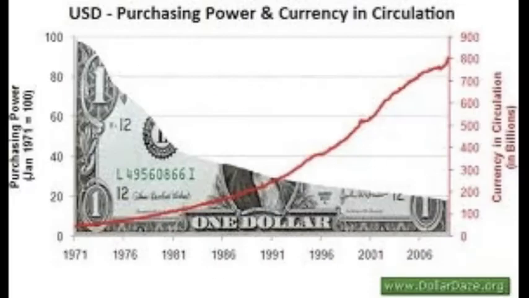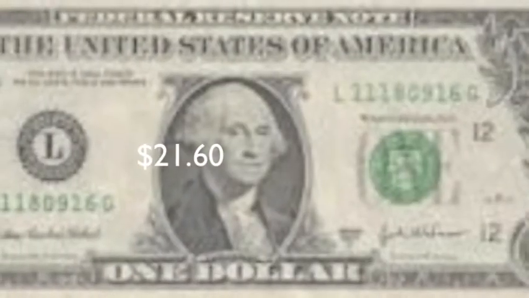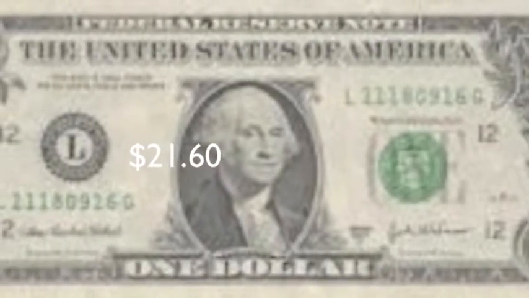Is it a coincidence that how much money is in circulation is completely adverse to how much money is worth? In 2007, it would take $21.60 to be the equivalent of $1 in 1913. That is a 96% devaluation since the Federal Reserve was created.